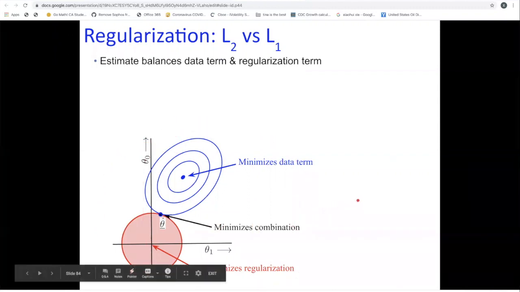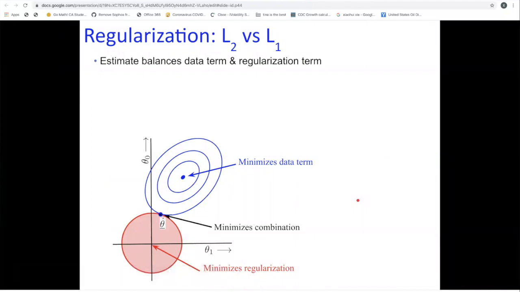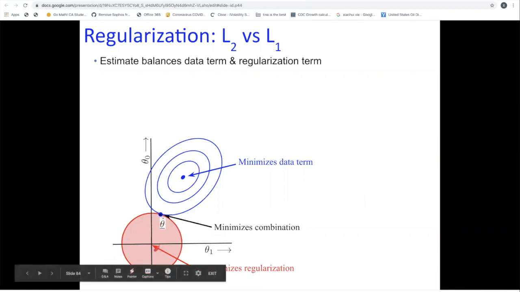On the other hand, if your alpha is very large, which means you are imposing a strong regularization, you are going to shrink this isosurface radius and make it smaller. As a result, your learned parameter has to be on the contour that touches this smaller isosurface. That solution will be further away from the center.